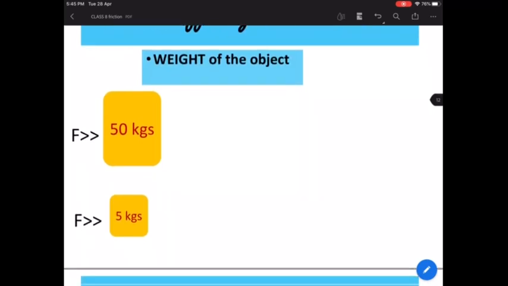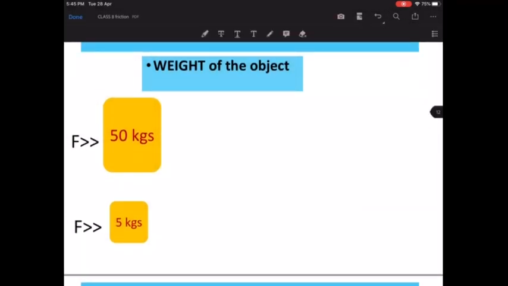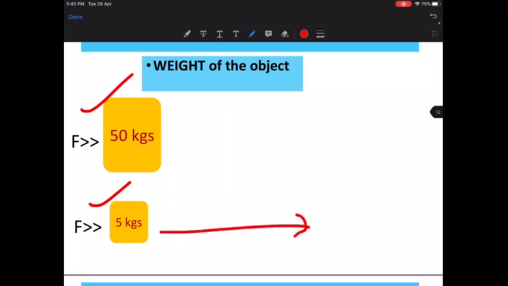Next one is the weight of the object. How does the weight of the object actually decide friction? Now imagine that you have a weight which is 50 kgs and another weight which is 5 kgs. So you have two weights and you're trying to push both. Which weight do you think you will be able to push quickly or at a much faster speed? Obviously, the weight which is less you will be able to push quickly as compared to the weight which is more.